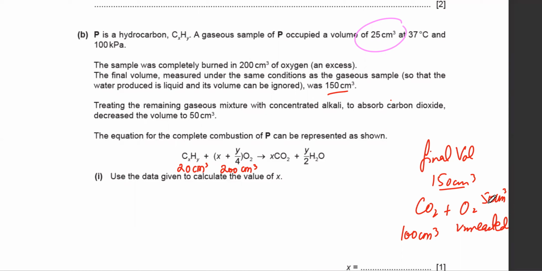So once he removed all the carbon dioxide, whatever is left is the unreacted oxygen. Out of 200 cm³ that you're adding, 50 cm³ is still left. So that means only 150 cm³ is taking part. And the amount of carbon dioxide that's produced is 100. The amount of water, I don't have any information about that. But if I calculate the whole number ratio, it's going to be 1:7.5.